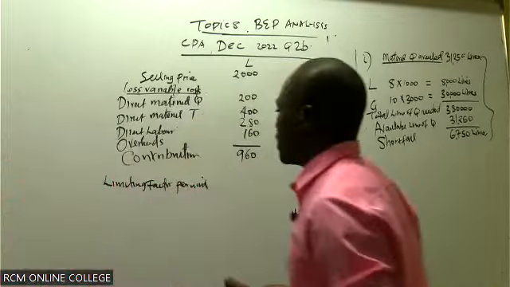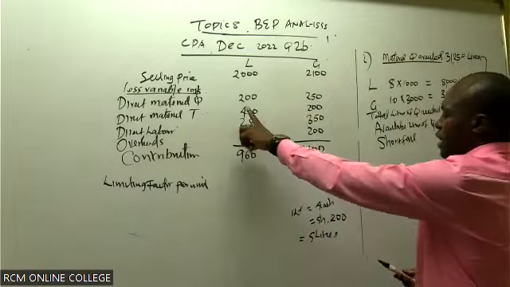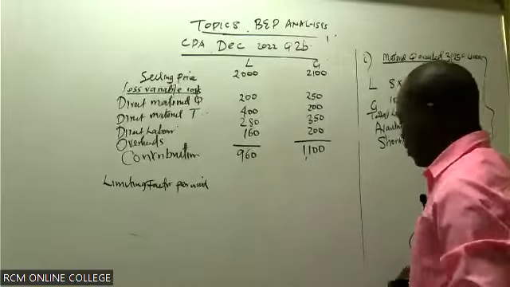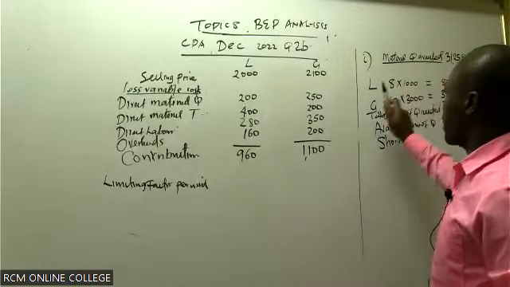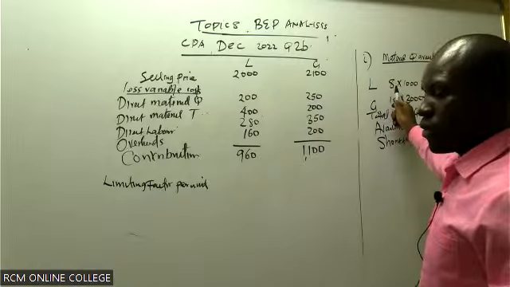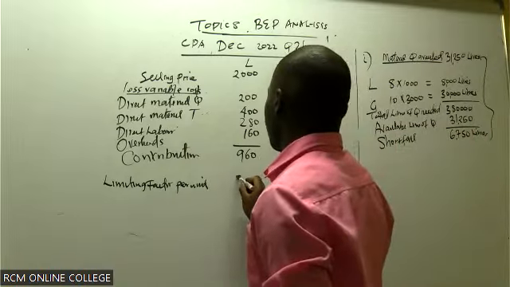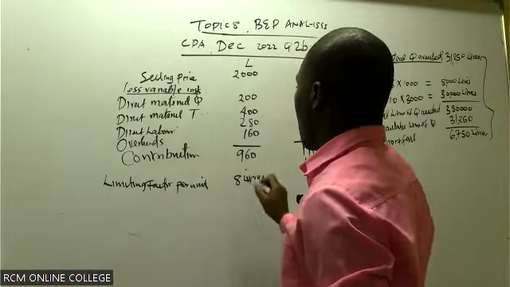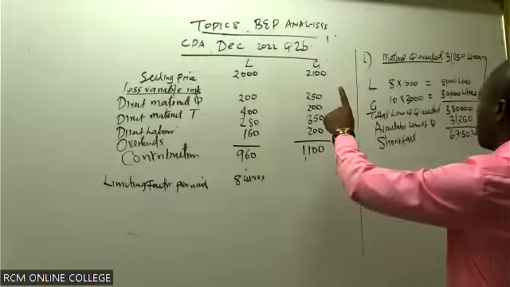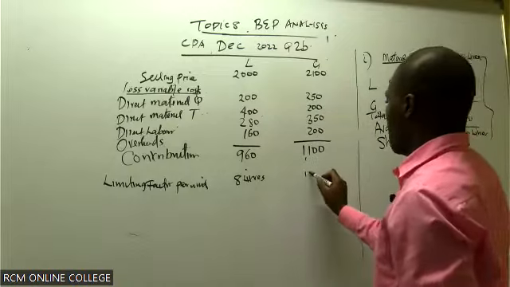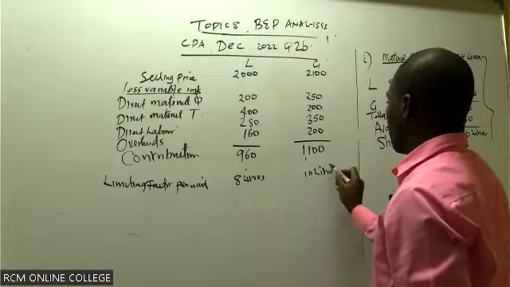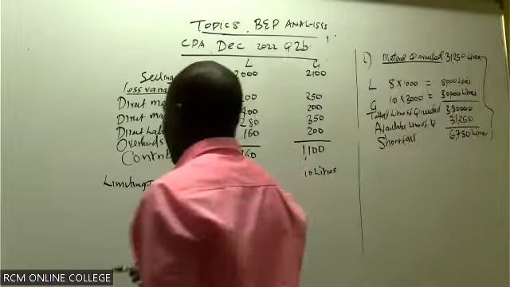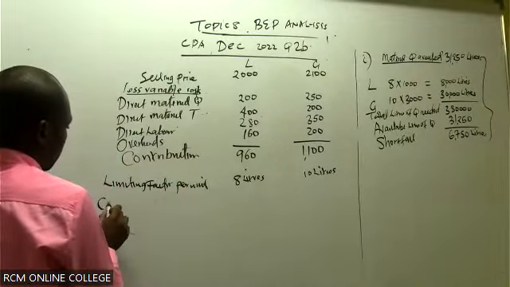Limiting factor per unit. We said that how many liters do they need to produce 1 unit of L? We used above, 8 liters. So you come and indicate 8 liters. How many liters do they need to produce 1 unit of G? 10 liters. Good. Having done that, can you now give us contribution per limiting factor?